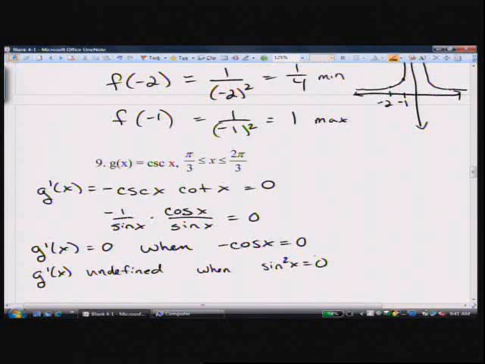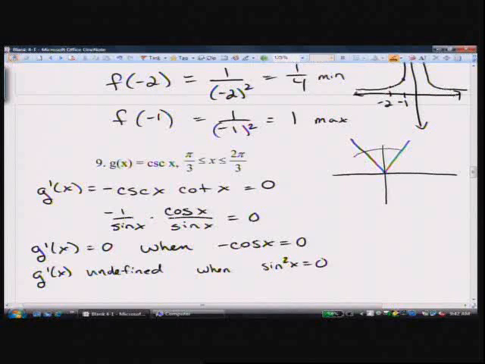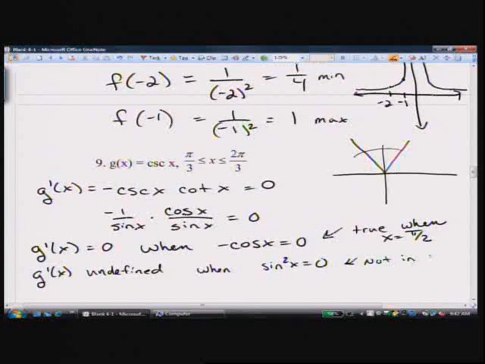So on the interval from pi over 3 to 2 pi over 3, think about your unit circle. Here's pi over 3. And here's 2 pi over 3. When does the cosine equal 0 on that interval? Yeah, which is at pi over 2. So this is true when x equals pi over 2. And when does the sine equal 0 on that interval? So this is never, not in the interval.